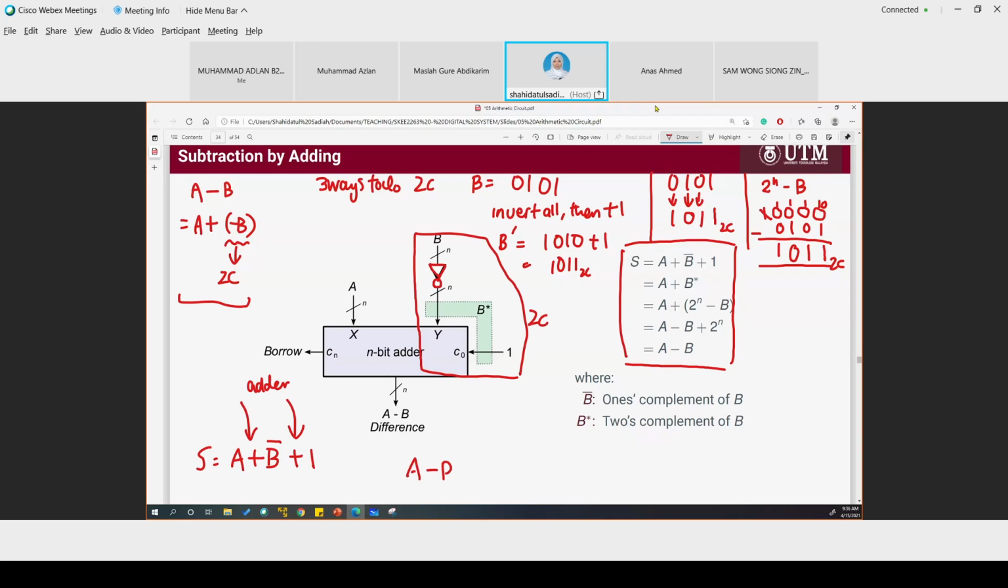So just remember this formula: A minus B is equal to A plus B bar plus 1.